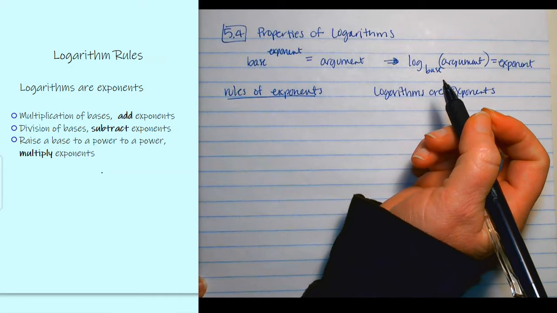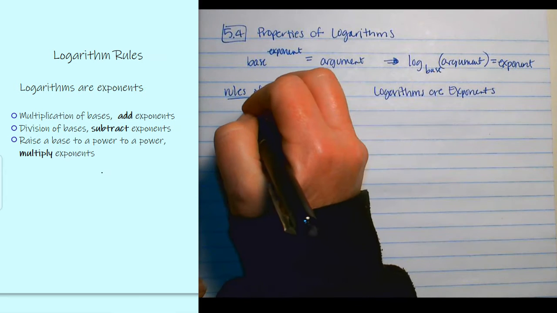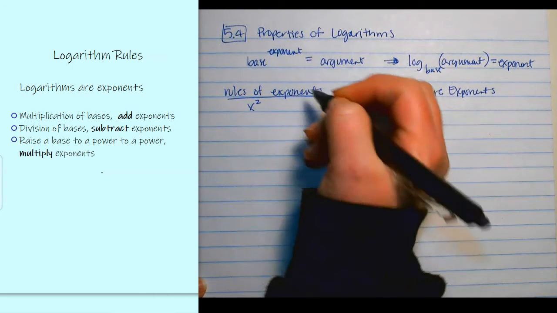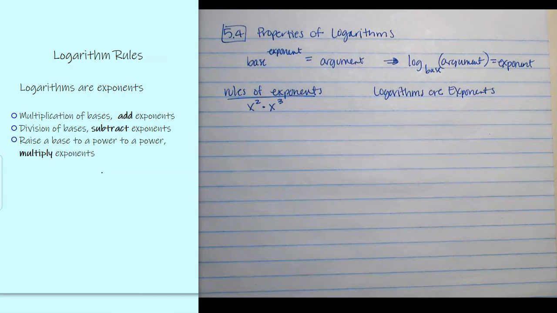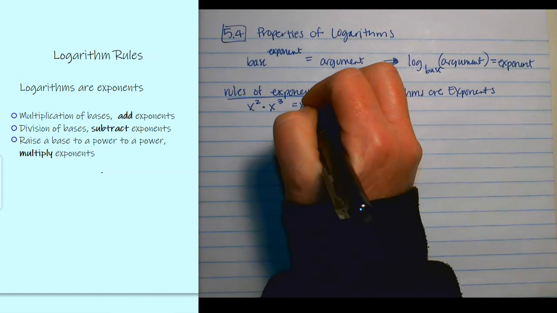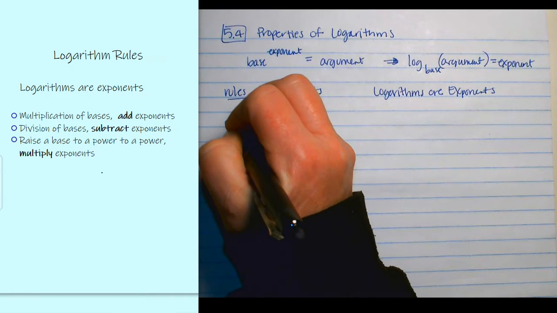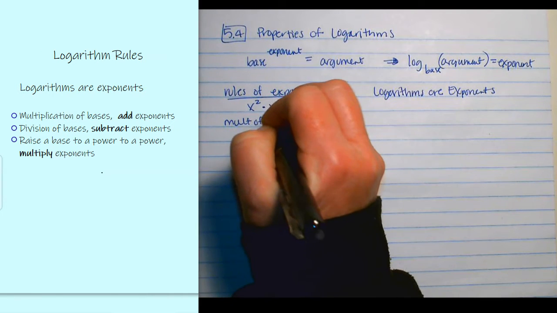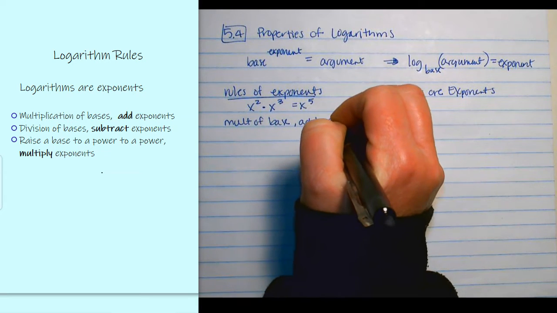The first one written on the left-hand side is multiplication of bases. We add the exponent. I feel like everybody can do this. X squared times x cubed. That means we have the same base. We add the exponents. We're going to get x to the 5th power. So this is multiplication of the base. Our rule is to add the exponents.